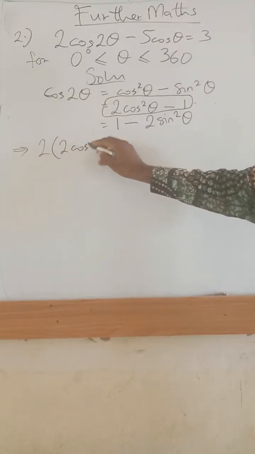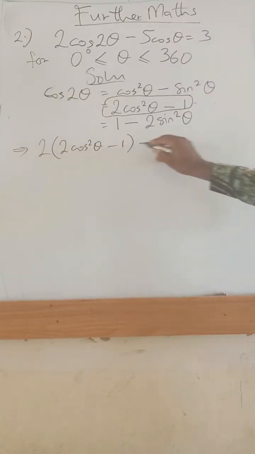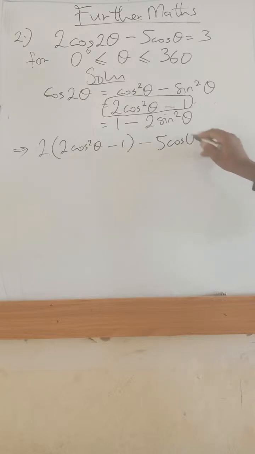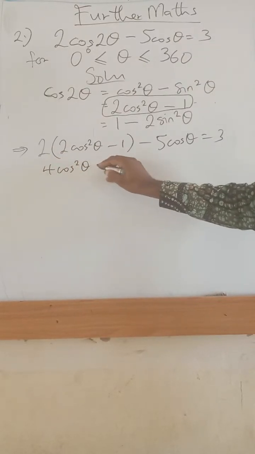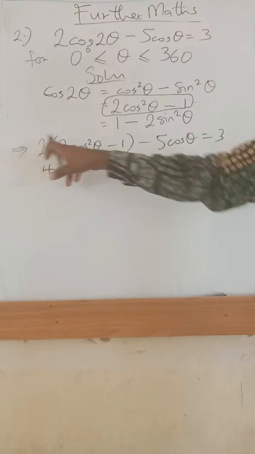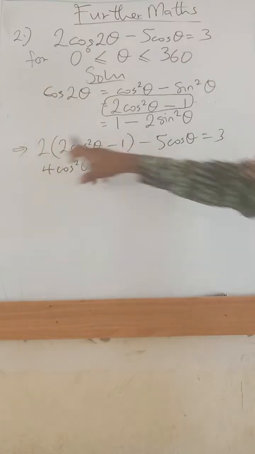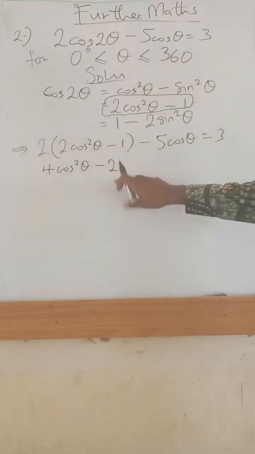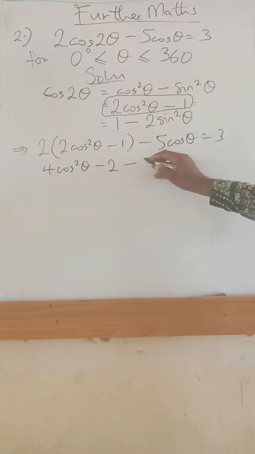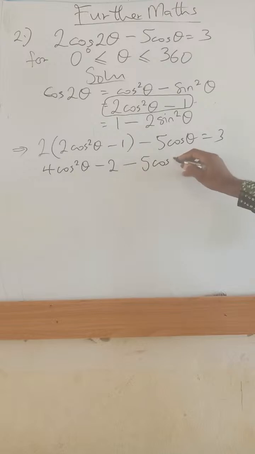2 cos squared theta minus 1 minus 5 cos theta equals 3. So if you take it up, you have 4 cos squared theta minus 2. The 2, you open the bracket. So open the bracket and you have 2 times 2 cos squared theta, and 2 times 1, 2, minus 5 cos theta equals 3.